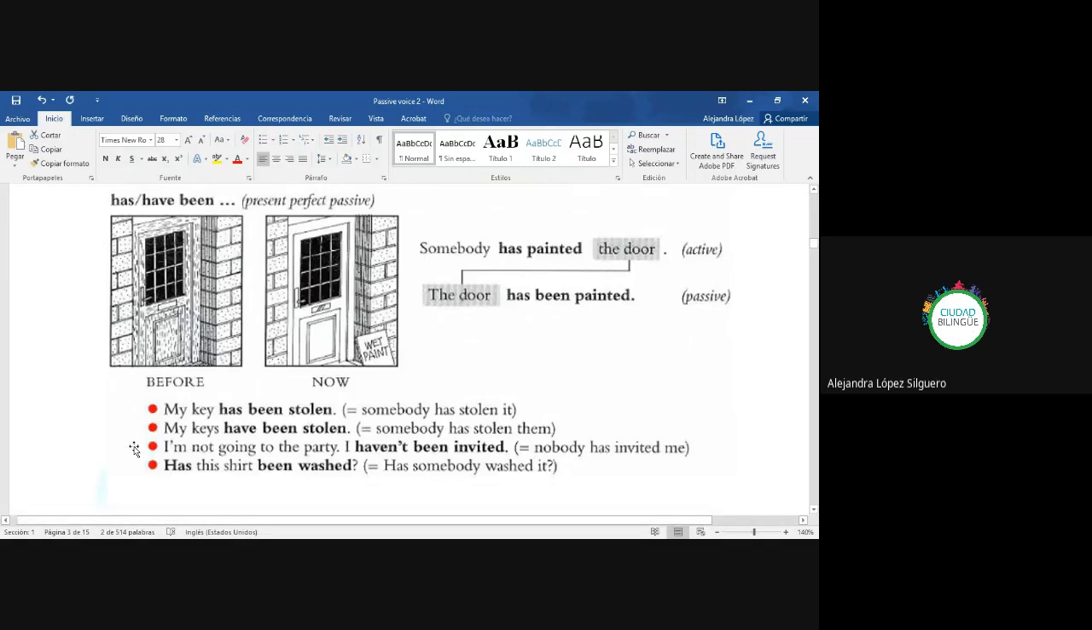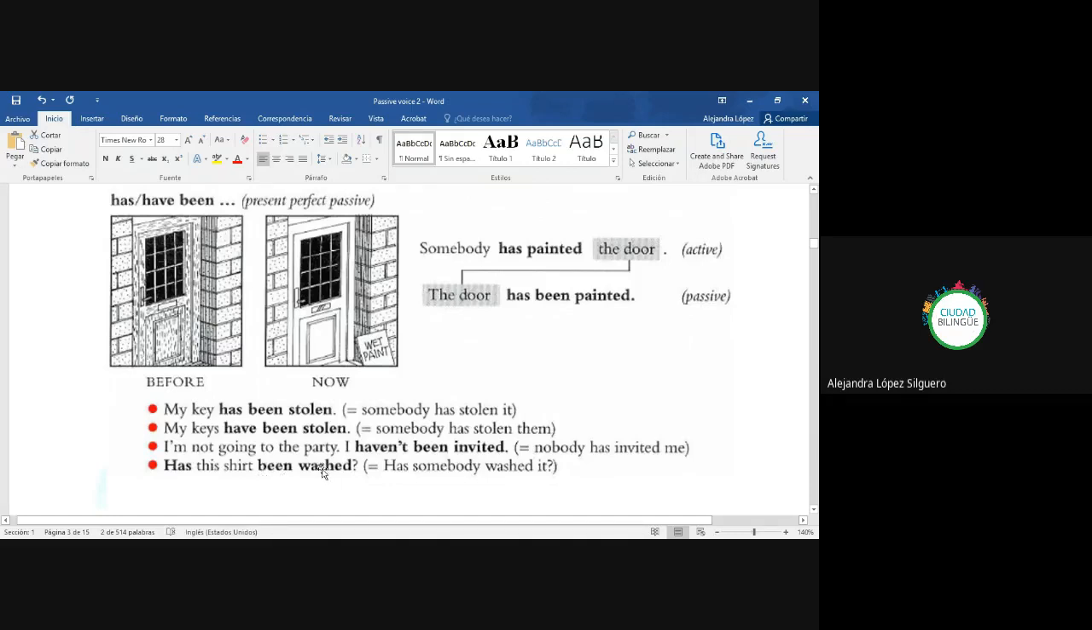I am not going to the party, I haven't been invited. Yo no voy a ir a la fiesta, yo no he sido invitado. And finally, we have a question. Has this shirt been washed? ¿Ha sido esta camisa lavada? Okay. Remember that for questions, para las preguntas, usamos la misma estructura de preguntas, ¿cierto? Primero es el auxiliar, después el sujeto, que en este caso sería el objeto de la oración, verbo, auxiliar y verbo principal.